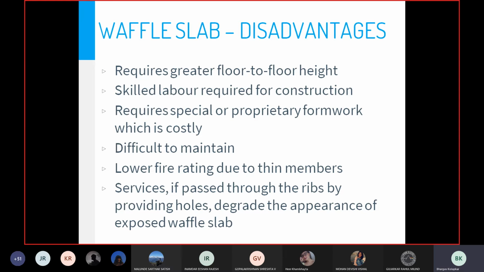Always have a discussion when you're doing an actual project. Always coordinate this with the MEP consultants at a very early stage as to, if I'm providing waffle slab, how are the services going to go? Because you really don't want to see all those holes in your beams at regular intervals. So, just make sure that you take care of this when you do an actual project.